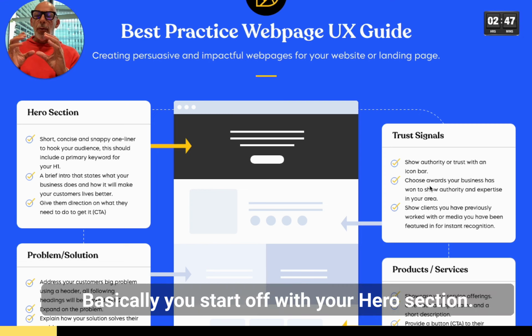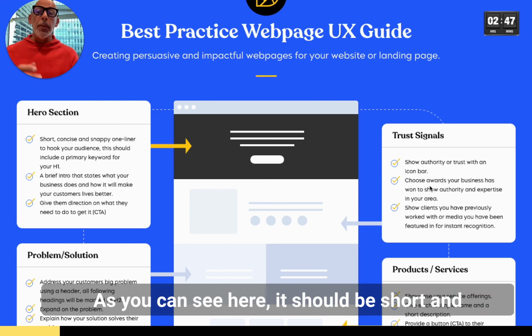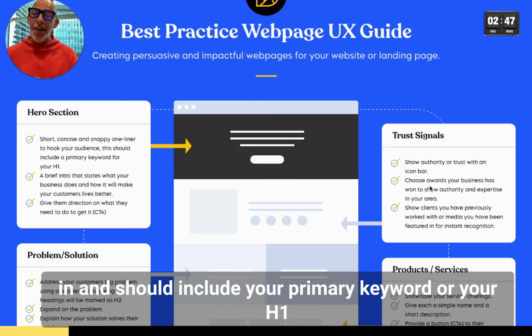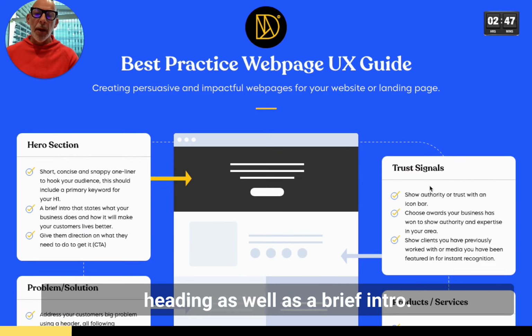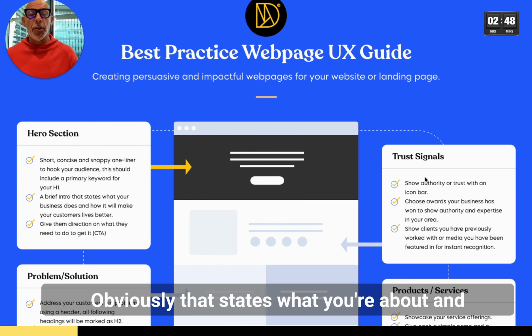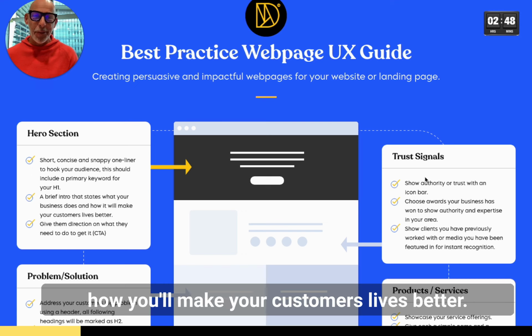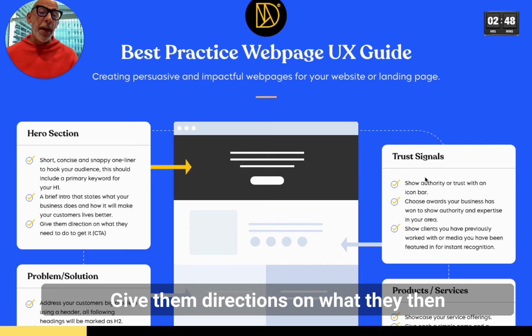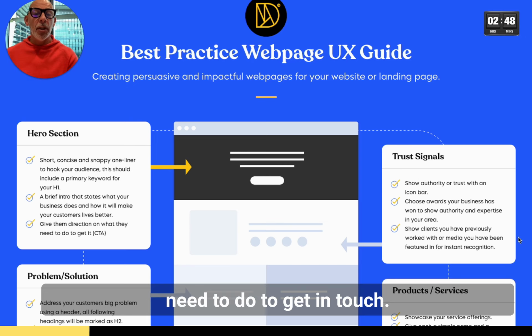Basically, you start off with your hero section. As you can see here, it should be short and concise with a snappy one-liner to hook your audience in, and should include your primary keyword or your H1 heading, as well as a brief intro, obviously, that states what you're about and how you'll make your customers' lives better. Give them directions on what they then need to do to get in touch.